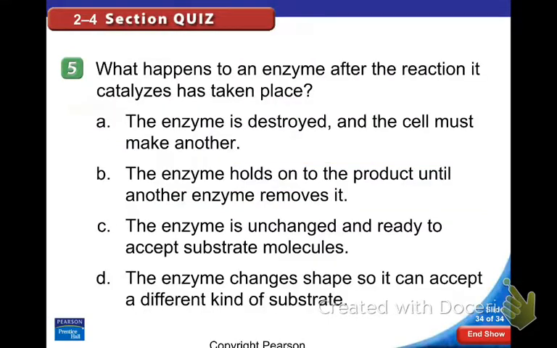And lastly, what happens to an enzyme after the reaction it catalyzes has taken place? The enzyme is destroyed and the cell must make another. The enzyme holds on to the product until another enzyme removes it. The enzyme is unchanged and ready to accept substrate molecules. The enzyme changes shape so it can accept a different kind of substrate. What do you think? Think of the matchmaker. After you go to a matchmaker and you find someone to go out on a date with, do you need the matchmaker anymore? Nope. So the enzyme is unchanged and ready to accept substrate molecules.